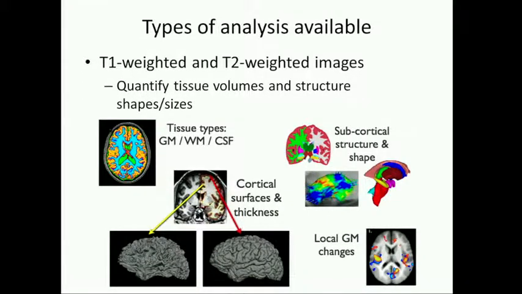In addition, you're going to be asked in the next box what kinds of analysis you might want to do, and so it might help to know a little bit about what's out there. So with your structural data, your T1s and your T2s, you might want to quantify the volumes of tissue types or the shapes and sizes of structures and how they change. So you can do things like separate out grey matter from white matter from CSF. You can look at the structure and shape of subcortical areas or cortical regions, the thickness of cortical areas, and you'll also be able to look at local grey matter changes, for example, between groups or over time in a longitudinal manner.